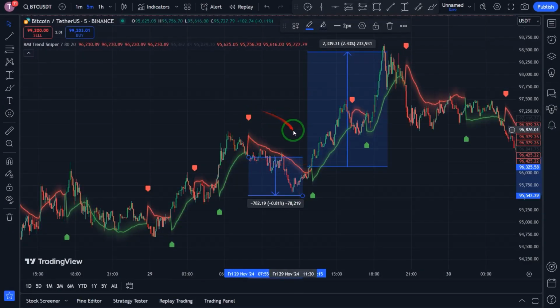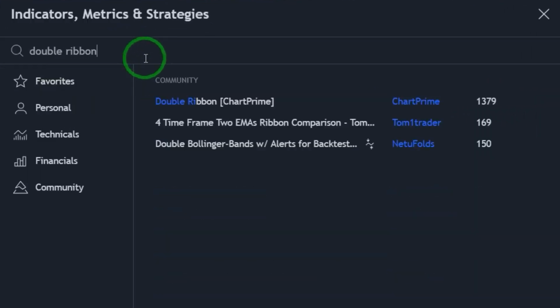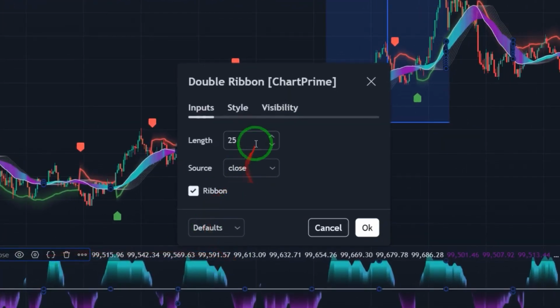However, we also need to add another indicator to our chart. So for this, just go back to the indicators section and type double ribbon. When you find it, click on it to add it to your chart. Now go into its settings and make some adjustments so you can increase your win rate with it.